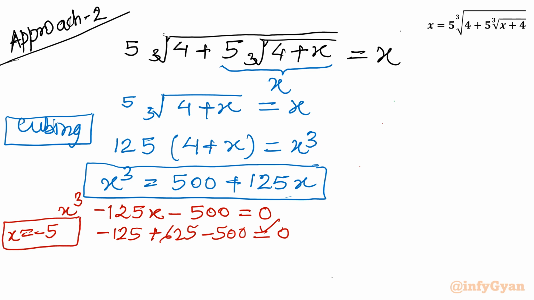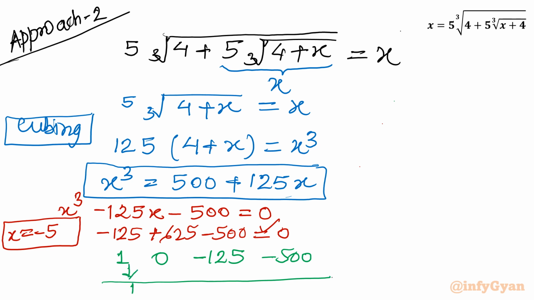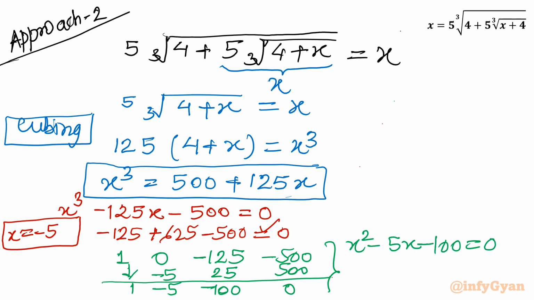Now we can write the coefficients of the cubic equation for the synthetic division method. So 1, 0, minus 125 and minus 500. Let us put one line over there. Leading coefficient as it is, 1. Minus 5 times 1, minus 5. So minus 5. Minus 5 times minus 5, plus 25. So minus 100. Minus 5 times minus 100, 500. So 0. Again we are having the same quadratic equation, x square minus 5x minus 100 equal to 0. So we will get the same result.